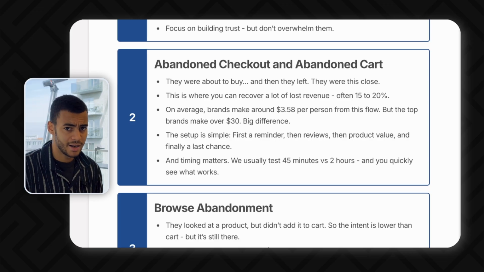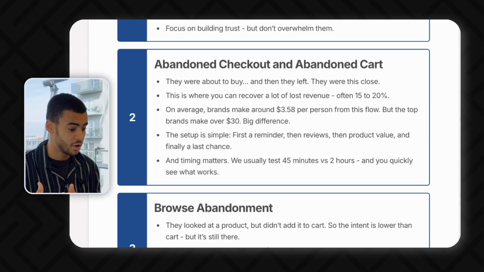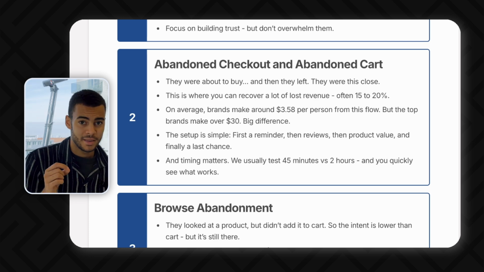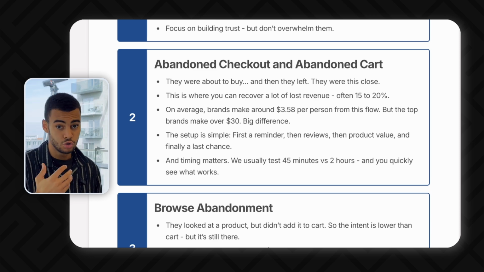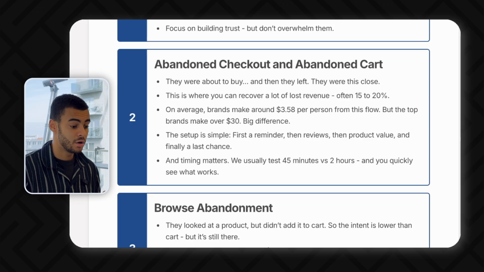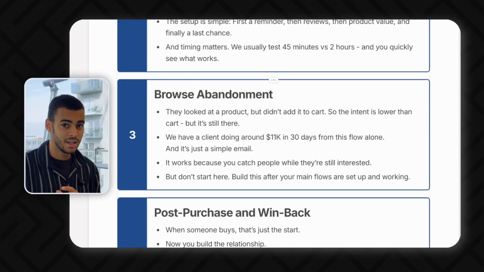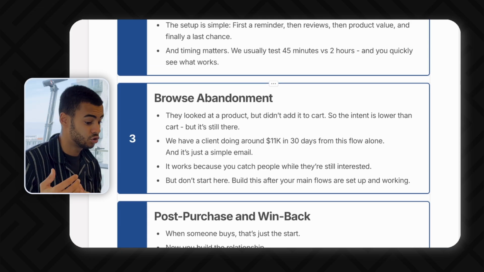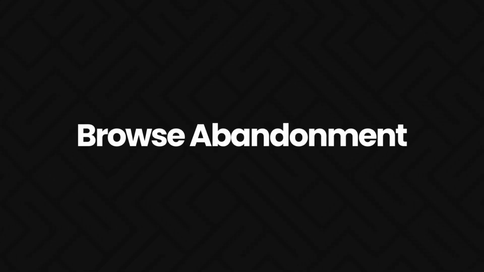First, you gotta send a reminder, then you gotta have focus on the social proof and then the reviews and then some product value based emails and then the final chance if you are running any discounts and so on. But remember that timing matters. So are you sending this email 45 minutes after, 2 hours after, 1 hour after? You gotta split test on what works best for you. And you can pretty easily also see the results and it's pretty easy also to set up, but let me explain that later on.